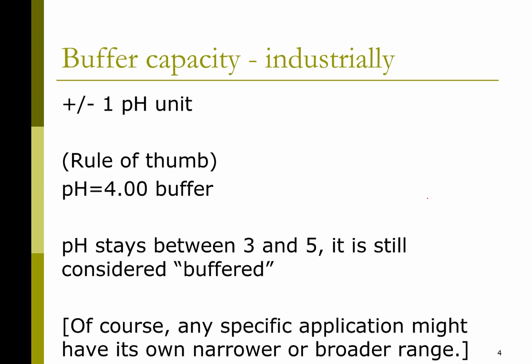Again, this is just a rule of thumb. A specific application might allow for a broader range or a narrower range, but this is just kind of the standard. And so if I had a pH 4 buffer, and I'm trying to maintain a pH of 4, I consider my solution to still be buffered as long as the pH is somewhere between 3 and 5. Right? 1 pH unit above 4 and 1 pH unit below 4.